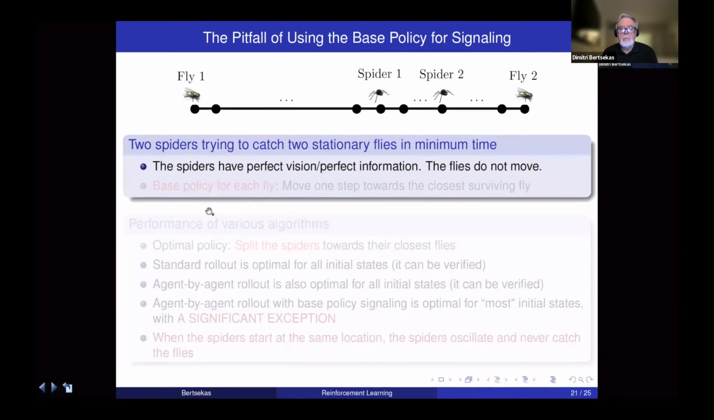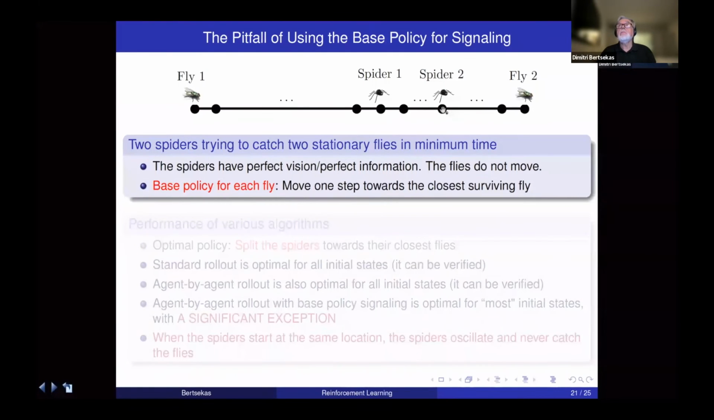And let's consider a base policy whereby each spider moves one step towards the closest surviving fly. So let's say that this is the state. The two spiders are in these locations, and spider one looks at the two flies and says, which one is closer to me? That's fly number two. So it moves one step towards that.